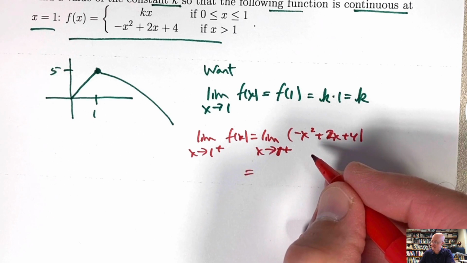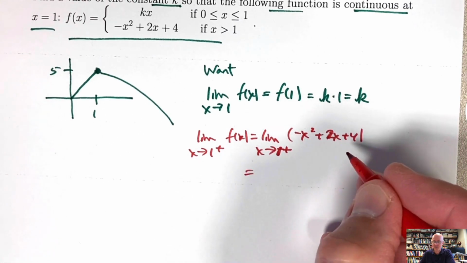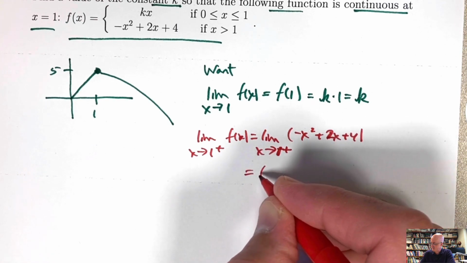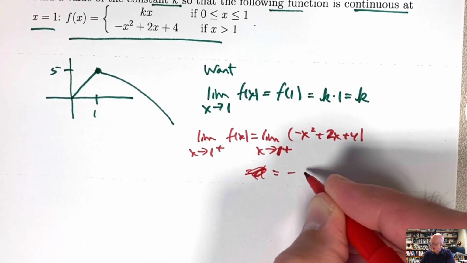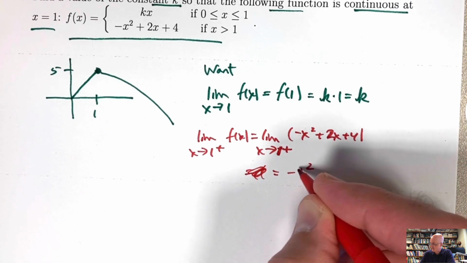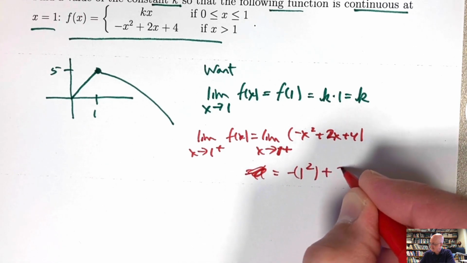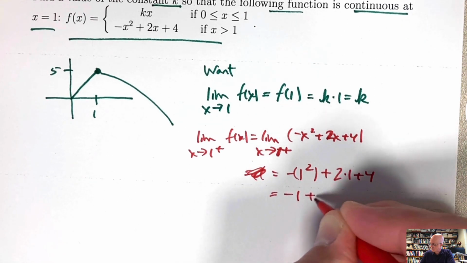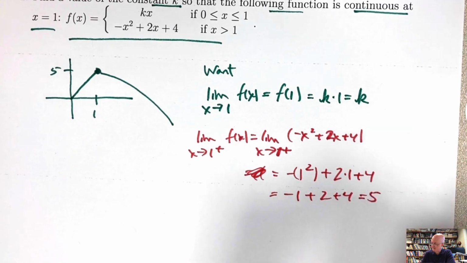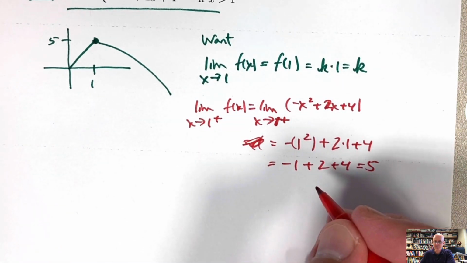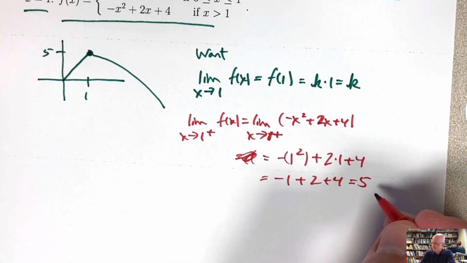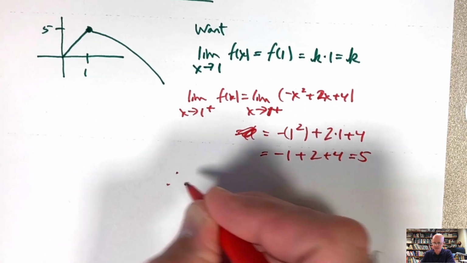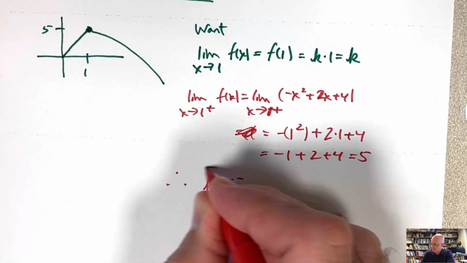But, and again, this is tricky as well, to find this limit, I do plug in 1. Okay, this is the confusing part about limits. So plug in 1, I'm going to get negative 1 squared, which means do 1 squared first and then use the negative sign, plus 2 times 1 plus 4. That'll be negative 1 plus 2 plus 4, and that is 5. That's the limit of this function as x approaches 1 from the right, equals 5. That's got to be the same as k. K has to be 5. You could say therefore, three dots means therefore, k must equal 5. But we already knew that as the answer.